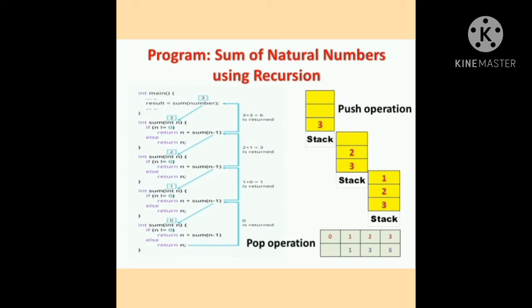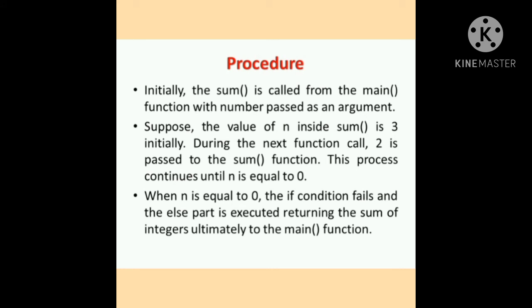Now how does it work? Stack: 0 plus 1 is 1. Next topmost element 2: 1 plus 2 is 3. Next topmost element 3: 3 plus 3 is 6. This is the final result that is returned to the main program. It is stored in the variable result. Now the answer is printed: sum equal to 6. Okay, this is how the stack works. This is the procedure for the recursive function named sum.